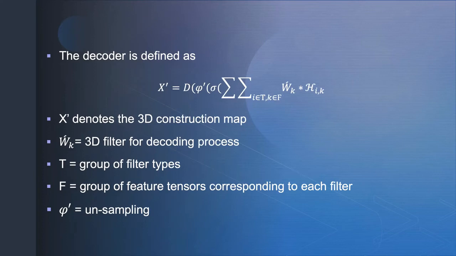The decoder is defined as this equation, and X prime denotes the 3D reconstruction map. W prime k is the 3D filter for the decoding process. T is the group of filter types. F is the group of feature tensors corresponding to each filter. And phi prime is the upsampling.